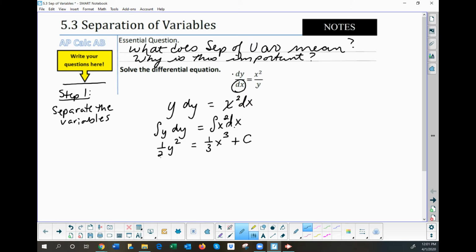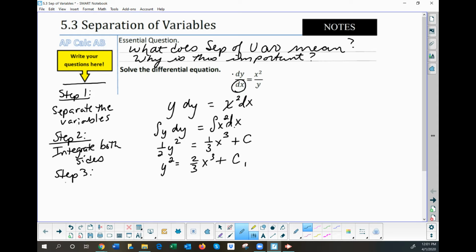Next, I want to multiply by 2. So I'd get 2/3 x cubed plus 2c. That's still just a constant, so we could just call it another c. You could keep track of these different c's by calling it c sub 1 if you wanted to. Now, let's keep up with our steps here. Step 2 was we integrated both sides. And step 3, we are in the process of working on right now, solving for y.